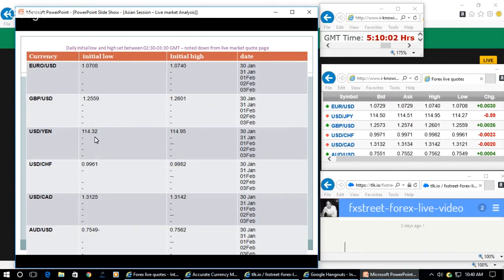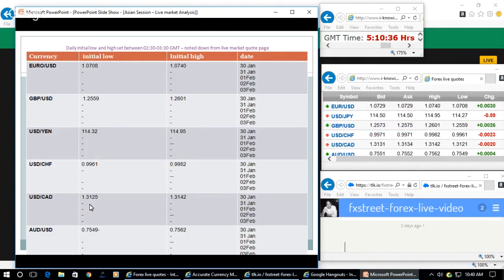And in the case of yen, 114.32 is the low. They just breached the low and came down to 114.27 and started gaining the level, and 114.95 is the high. So they are expected to oscillate in this particular area, and they will make one more downward stop before making a rise during the European session. 99.61 is the low in the case of USD CHF. 99.82 is the high. They have not breached the low or the high.